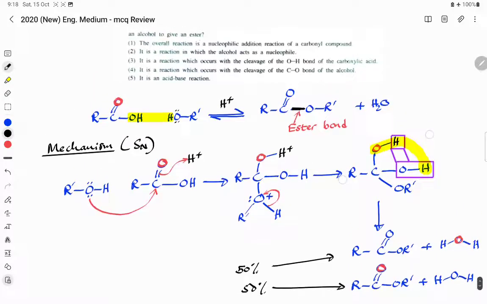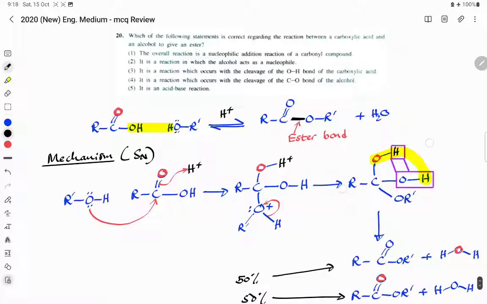Now let's look at the statements that have been given. The first statement, the overall reaction is a nucleophilic addition reaction. No, it's not an addition reaction, it's a substitution reaction. So this statement is an incorrect one. Second statement, it is a reaction in which the alcohol acts as a nucleophile. That is true. It's a nucleophilic substitution reaction.